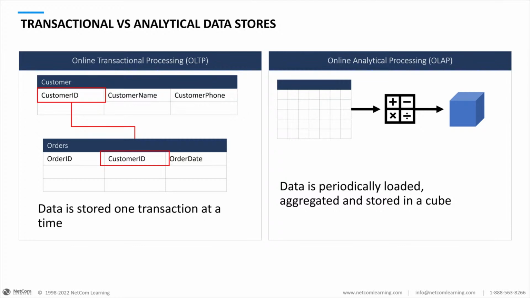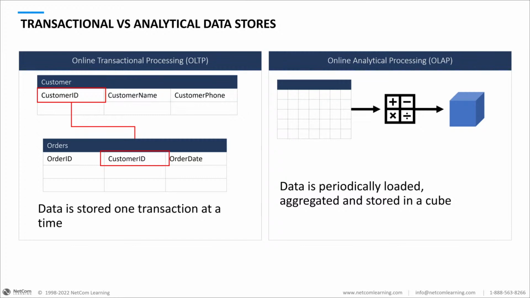But the key here is that when we're doing transactional data, data is stored one transaction at a time. So it's first in, first out. It doesn't do multitasking in the sense of being able to write multiple things at the same time. Whatever comes into the log first gets written to the database itself.